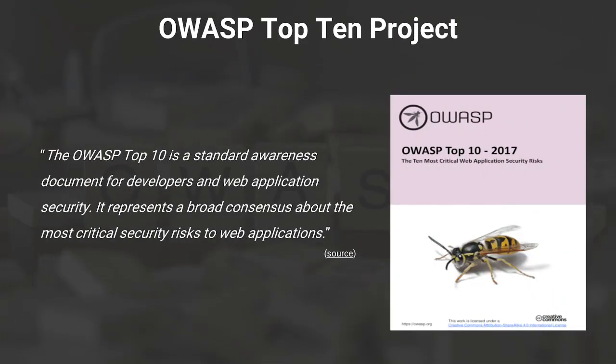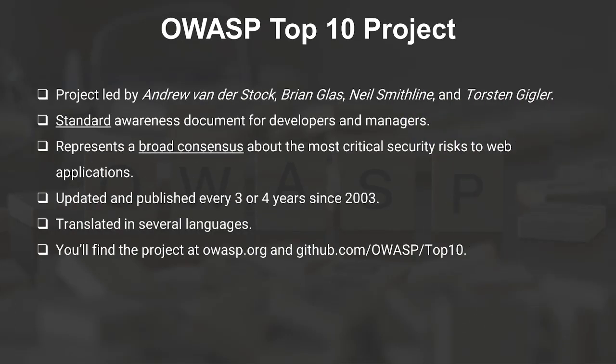The project, by its authors' own words, the OWASP Top 10 is a standard awareness document for developers and web application security. It represents a broad consensus about the most critical security risks to web applications. The project is led by 4 well-known OWASP volunteers: Andrew, Brian, Neil, and Thorsten. With a few little changes since it was first published, the document brings security awareness to developers and managers.